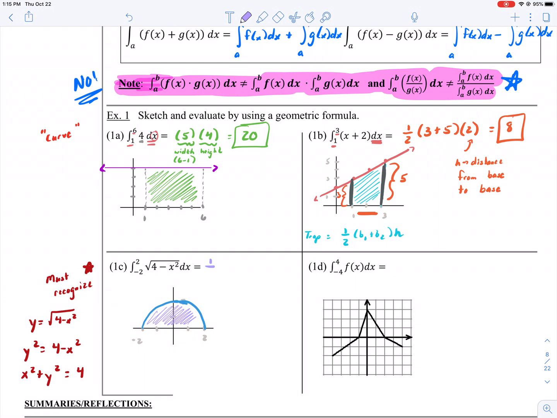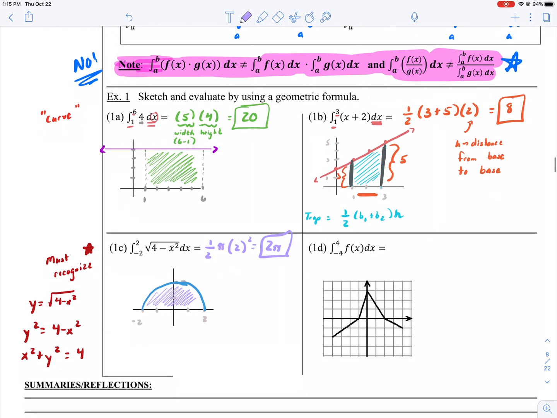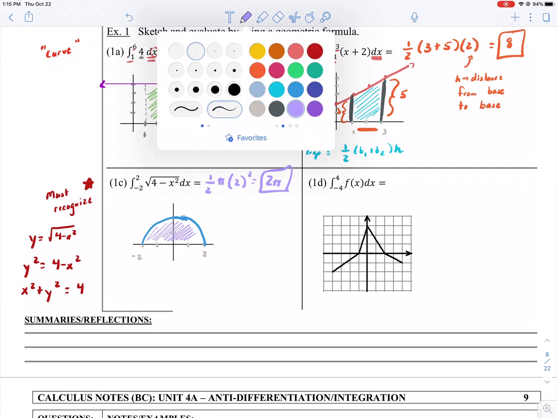So make sure you get the 1/2. The formula for area of a circle is going to be pi r squared, so this is going to be 1/2 pi r squared. The radius is 2, so the area under that curve is going to be 2 pi. Pay attention to your limits of integration. Okay, this one is really, really important.